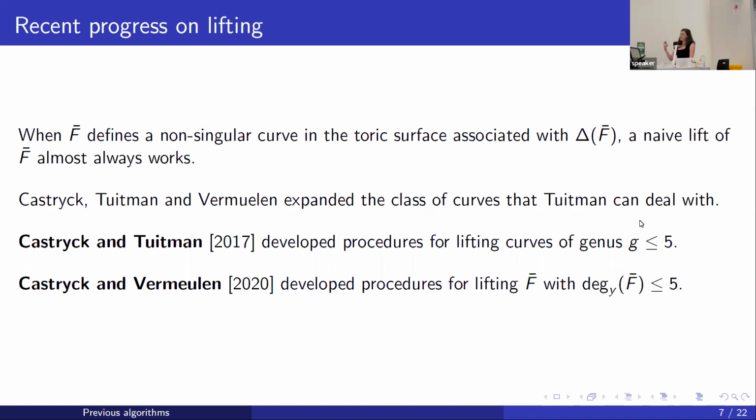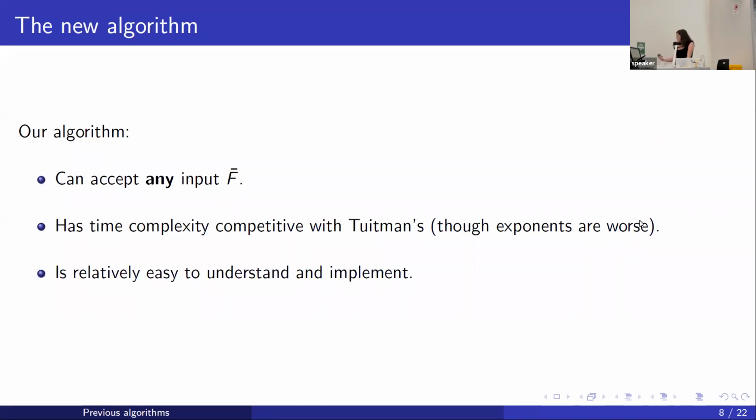As genus and gonality increase, the lifting problem seemingly becomes more difficult. This is where the new algorithm has the advantage. The new algorithm can accept any input bar f with no complicated lifting procedure needing to be done to pre-process the input. The time complexity of the new algorithm is also similar to those Kedlaya descendants.